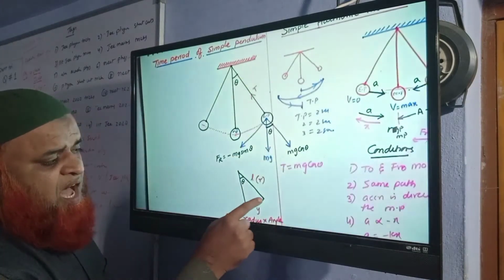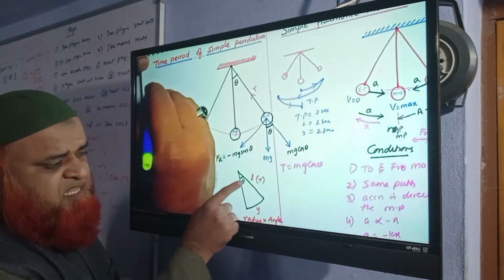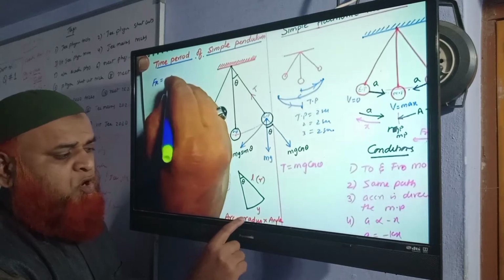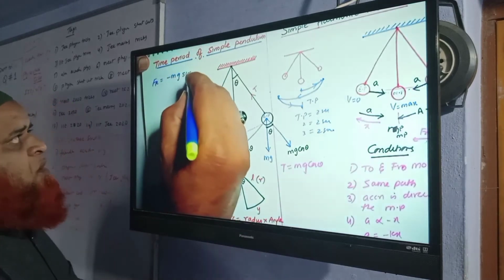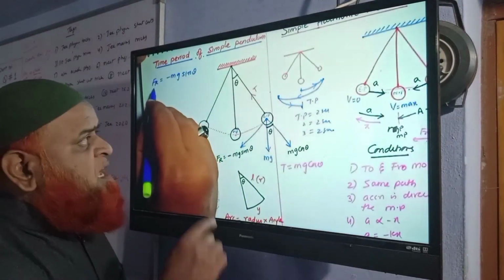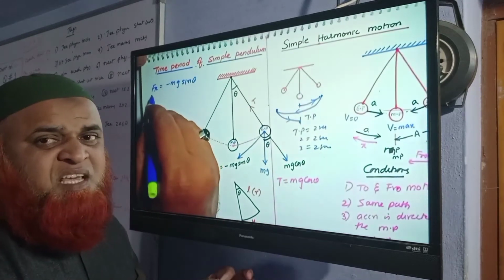So this is going to be the arc. This is going to be the radius and this is going to be the angle. So arc is equal to radius into angle. Okay. So what is the restoring force here? Restoring force is minus mg sin theta.